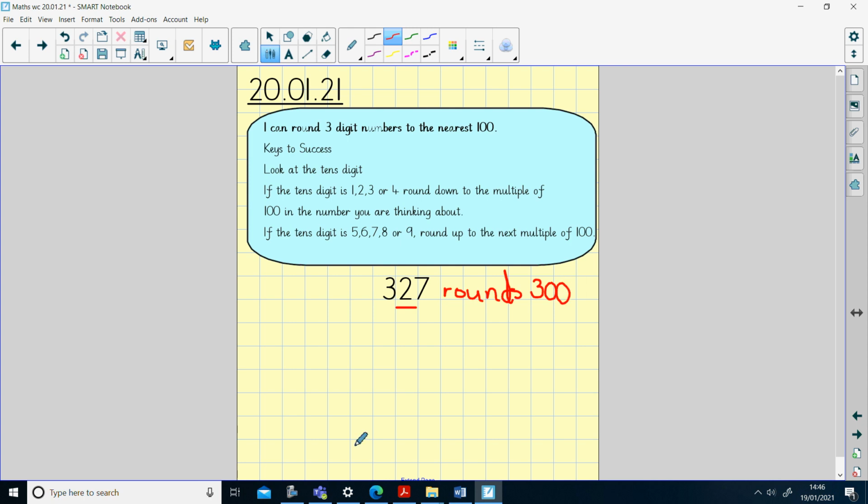Okay, we're just looking at a different digit. Let me show you that on a number line. So if you need the scaffold today, I've uploaded some of those frames like I did for yesterday. So let's have a look at the number line.